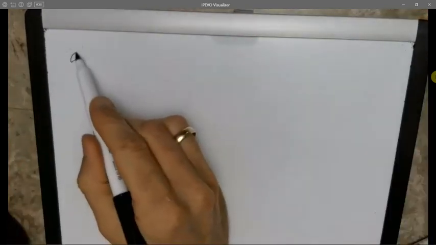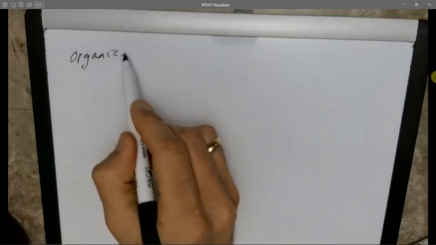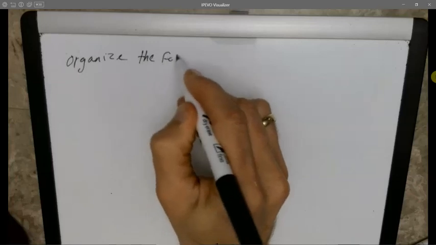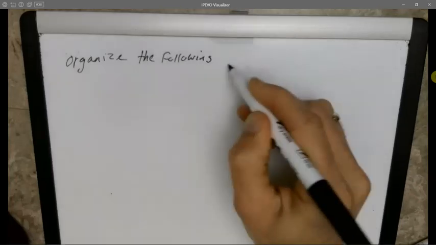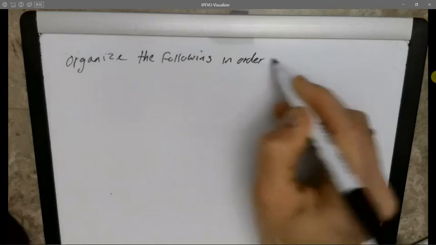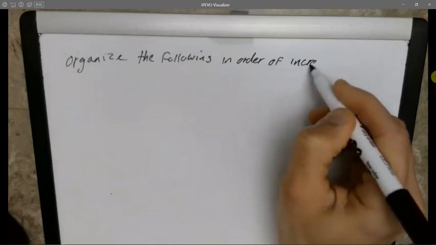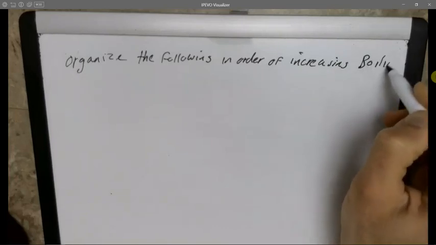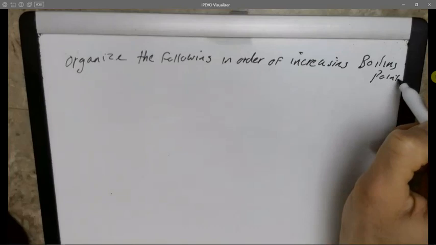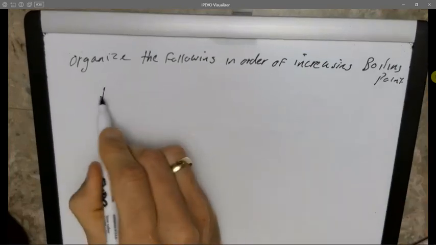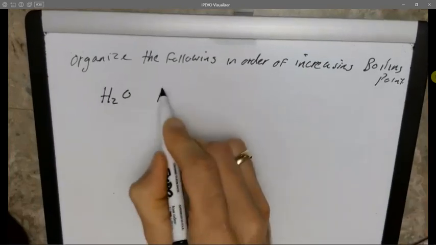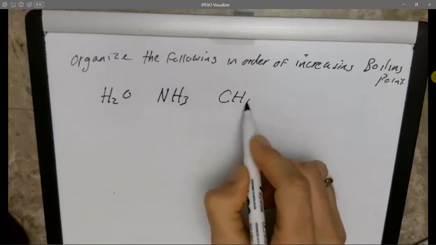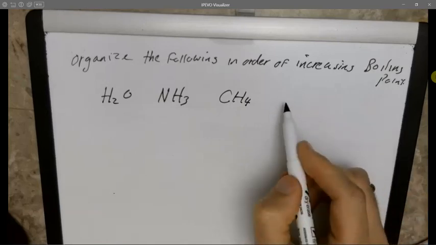Let's do another one from before, just to put this in perspective. Organize the following in order of increasing boiling point. Okay, and I'll give you 4. Water, ammonia, methane and ethane. And ethane looks like this.